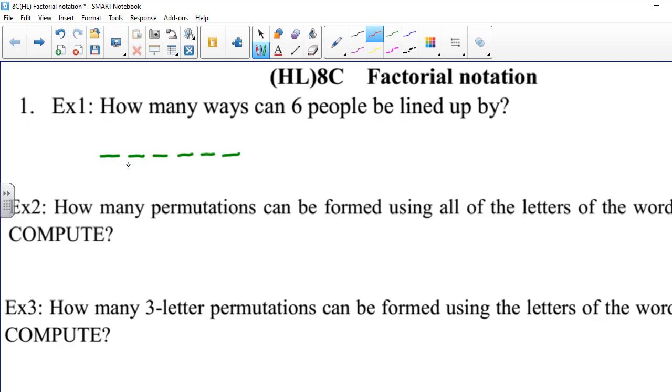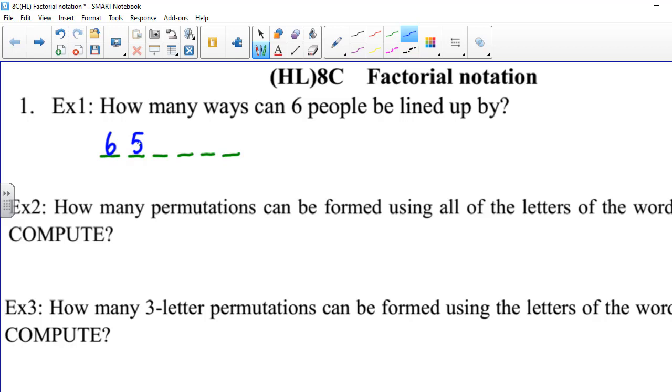I will use 6 lines to show I will be finishing this task using 6 steps. Step 1, which means I need to line up the first person. How many people are there at the very beginning for me to line up? There are 6 people, which means there are 6 different ways to line up the first place. The second step, I need to fill up the second place using a person. But one person has been arranged here. So that means I still have another 5 people to choose for step 2.